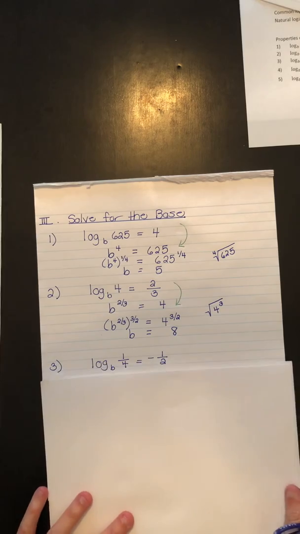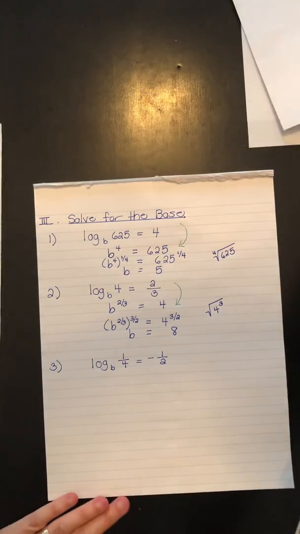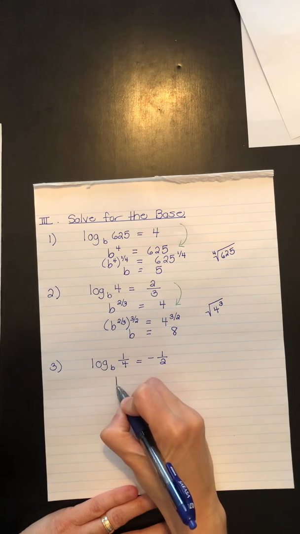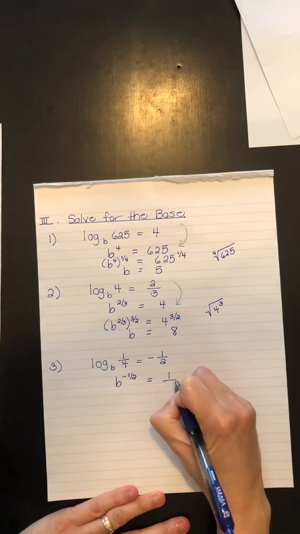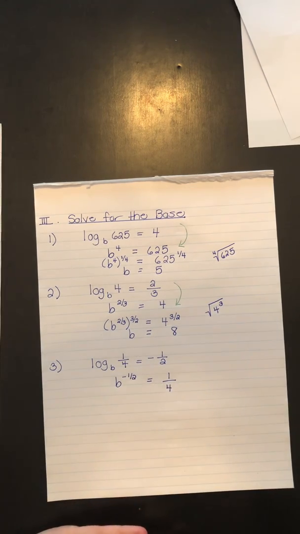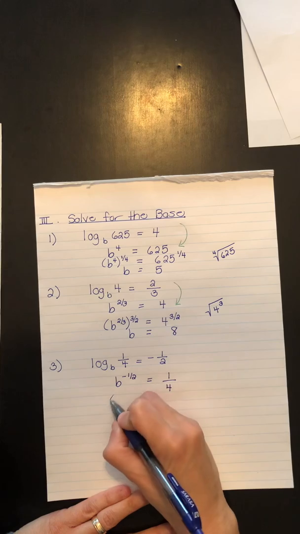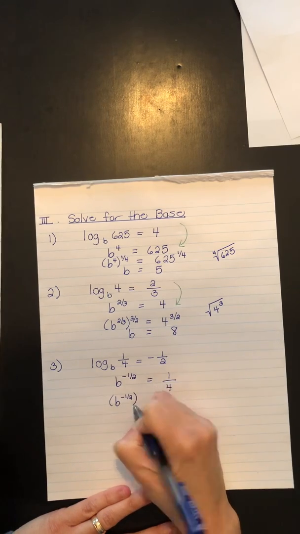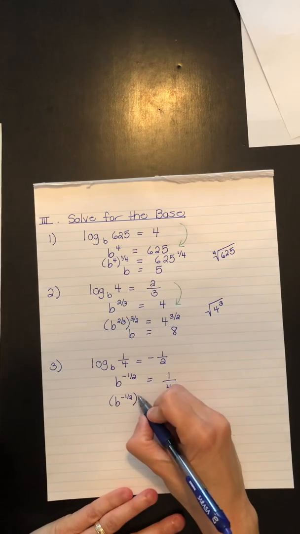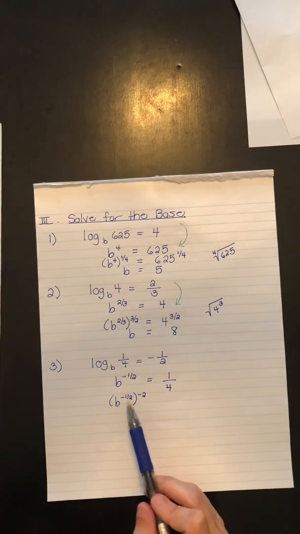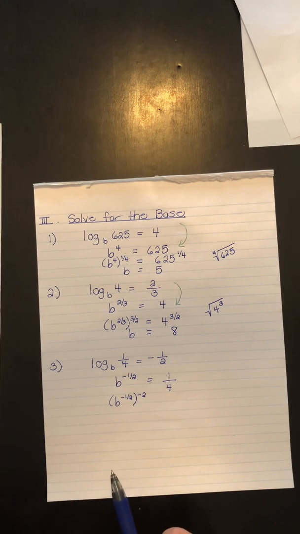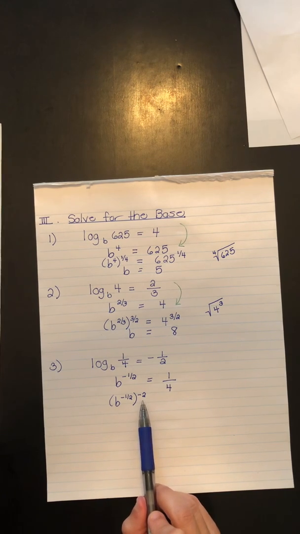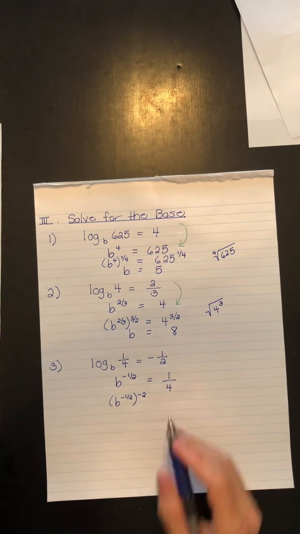Okay, one last example for our lesson today. The base is b. The exponent is -1/2. We will set that equal to 1 over 4. If we want b to the 1 on the left side, we will need to use -2 here as our multiplier, because -1/2 times -2 will give us 1. Also, -2 is the reciprocal of -1/2.